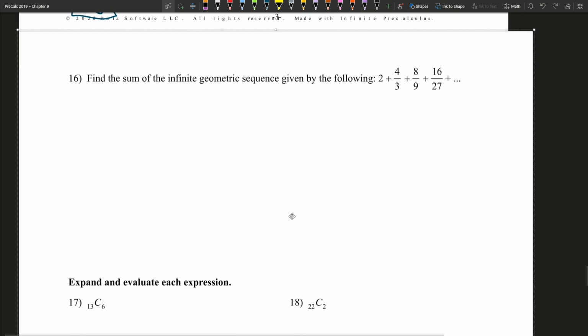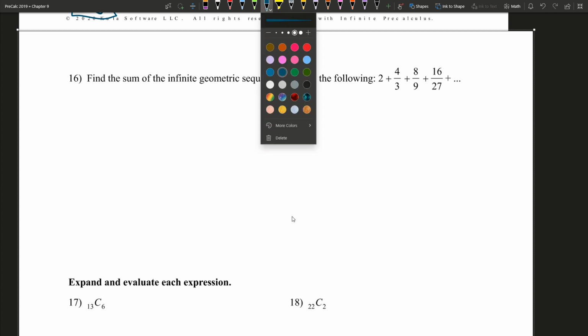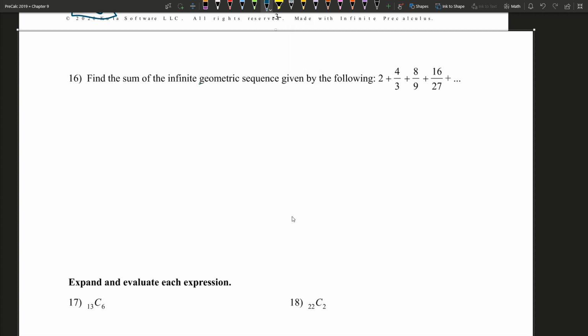Number 16 says to find the sum of the infinite geometric sequence given the following. All right. I will say that on the test, I may not give that it's geometric. You may have to find that out yourself. Okay, but that should be pretty easy enough to do. Okay, again, the rules in the numerator, it goes 2 to 4 to 8 to 16. And then in the denominator, it goes 1, 3, 9, 27.